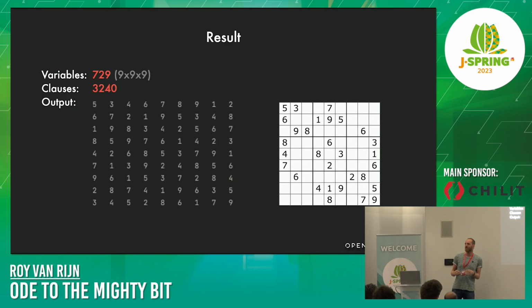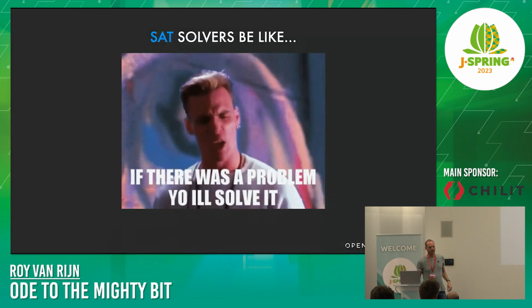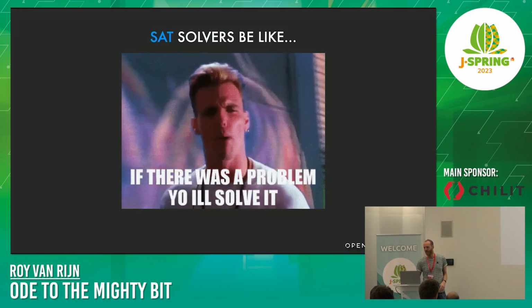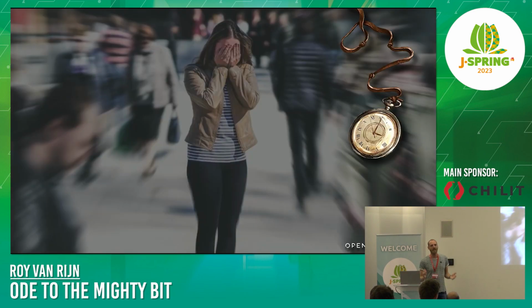So as long as you are able to describe your program, and basically any program can be described as a SAT problem, then you can just give it to a very advanced solver, and it will give you the correct answer, which is really powerful. And I've actually used this in competitive programming to solve problems, which is very cool. I always wanted to understand how it worked, and now I do. Because with SAT solvers, if there was a problem, I'll solve it, any problem. And now we're out of time.